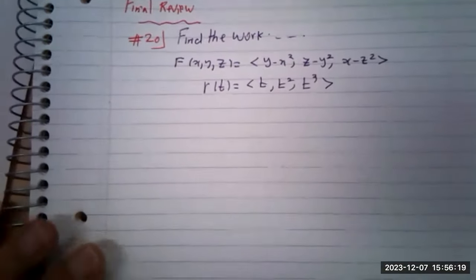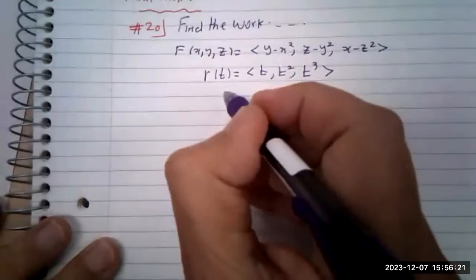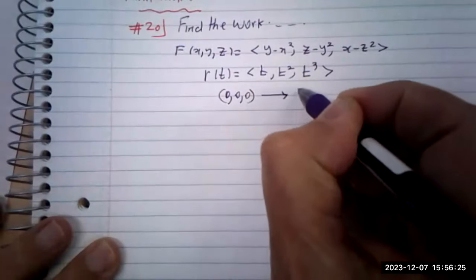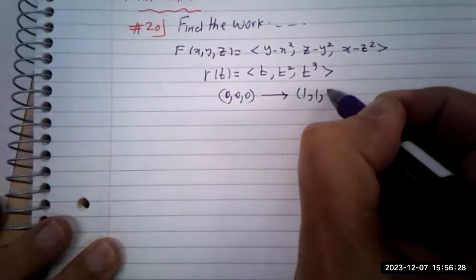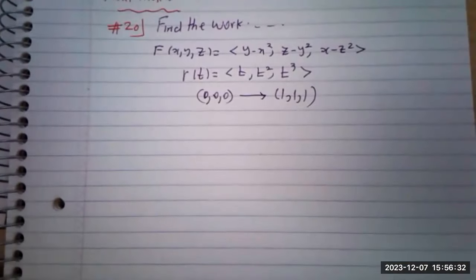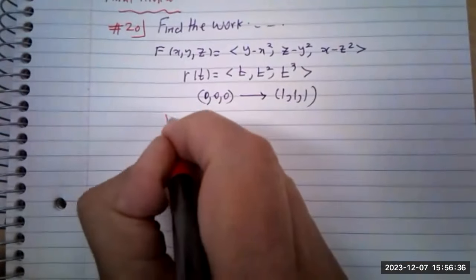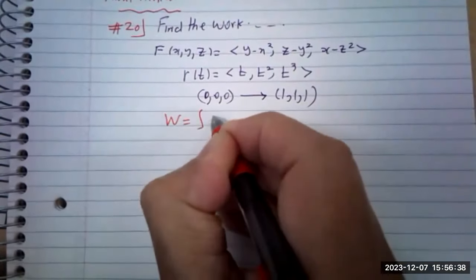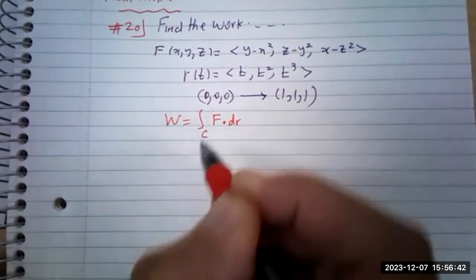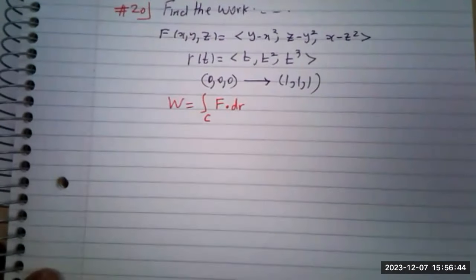And you need the beginning and the end. So the beginning is 0, 0, 0, and at the end point, it's going to be 1, 1, 1. This is the work problem that would be given to you. You know the formula. It's just a line integral of the vector field over the given path, C.